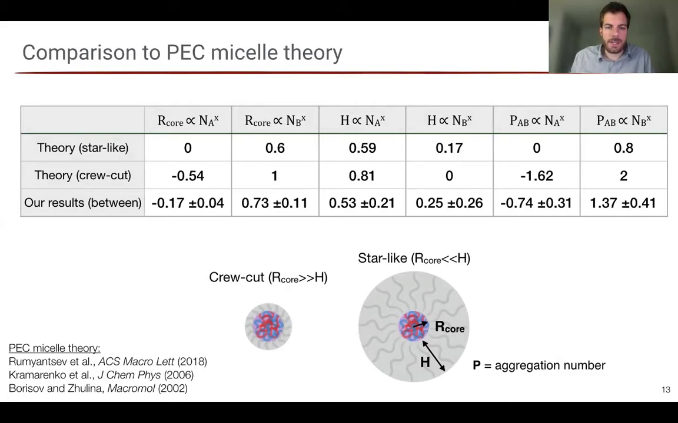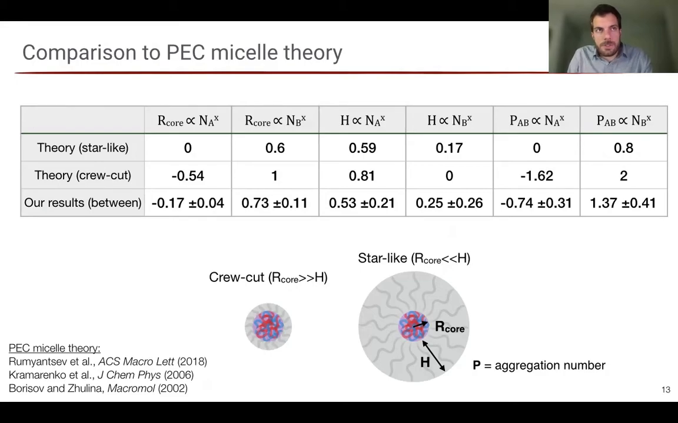And so the last thing I want to compare it to here is the theory. And so this is theory specifically for polyelectrolyte complex micelles, and they look at the two extreme cases where you have this crew cut situation where the core is much larger than the thickness of the corona, and the other extreme is the star-like, which is kind of the opposite. And experimentally, our micelles are well between these limits, and our scaling laws are also mainly between or close to those limits, which is really nice to see that agreement with theory.